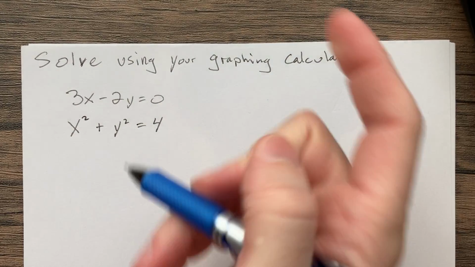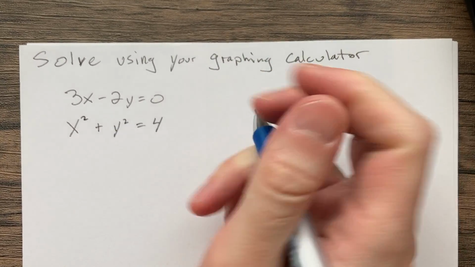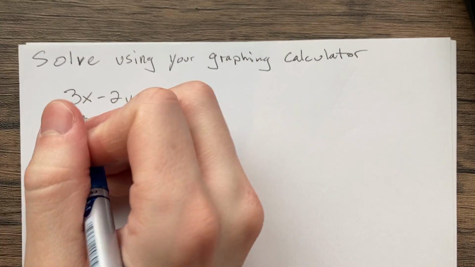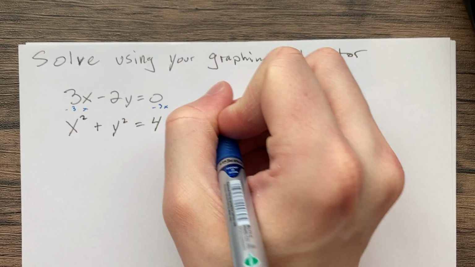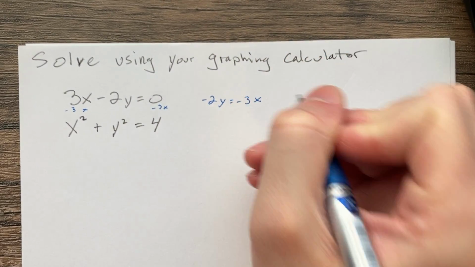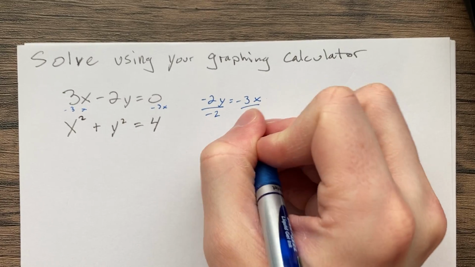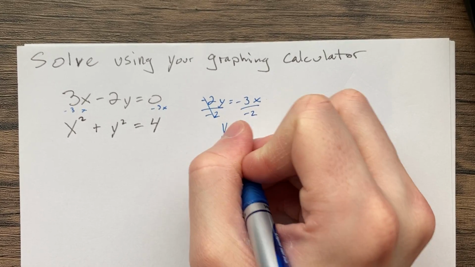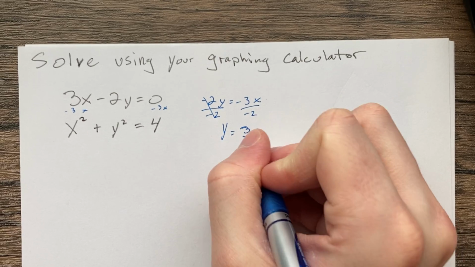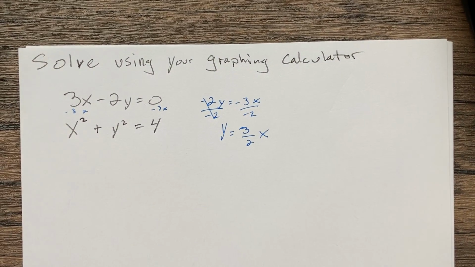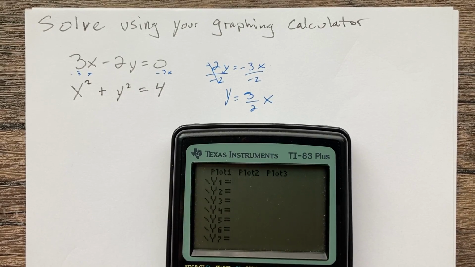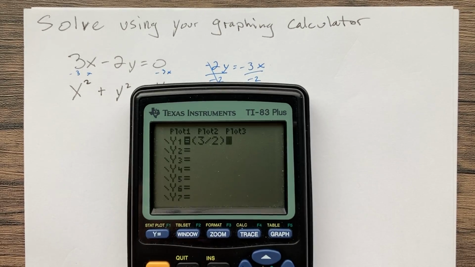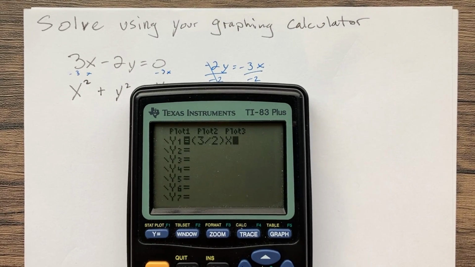Let's take this first equation and try to get y by itself. I'm going to move this 3x over, subtract that from both sides. So now I have negative 2y is equal to negative 3x. And then I'm going to divide by negative 2. So y is equal to, we've got two negatives there, so they'll divide and make a positive. So y equals 3 over 2x. Let's do parentheses on this: 3 divided by 2 to enter that as a fraction, times x. Or you can go 1.5x.